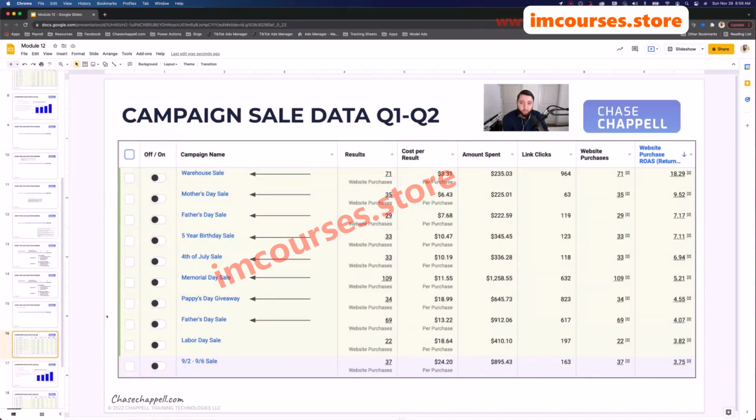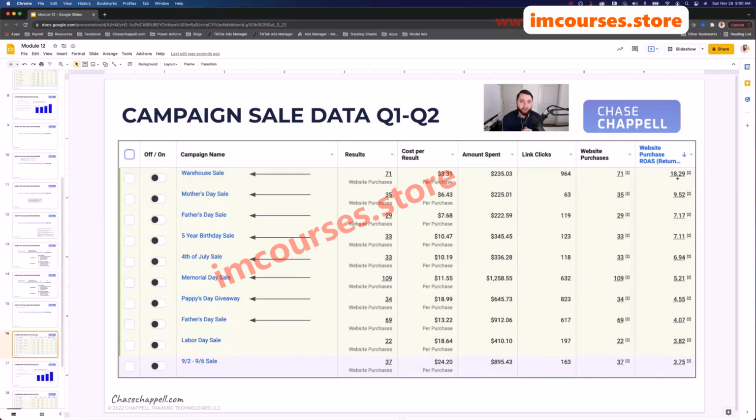And let's just look at this campaign sale data during Q1 to Q2. You'll notice that during the time period there's less competition and less spend, and we're running offers that other individuals wouldn't likely run, like the warehouse sale, which is 45% off. You can see directly that reflects into the return on ad spend. We're getting an 18x at a 45% off offer.